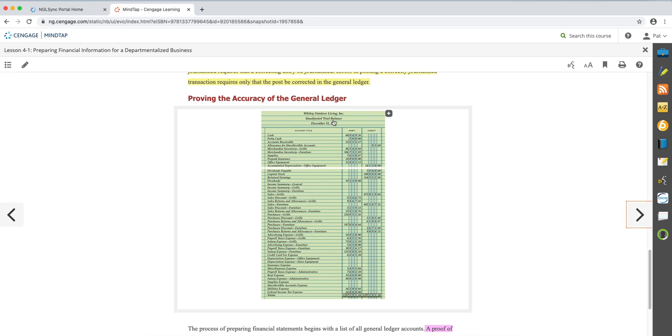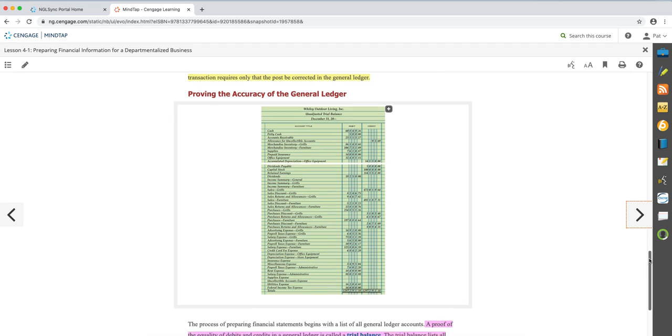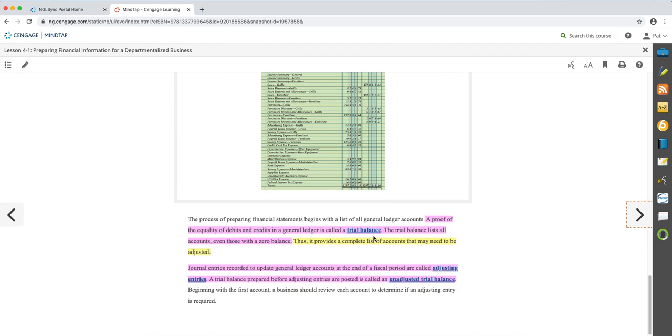And we do an unadjusted trial balance to show debits and credits equal, the accuracy of that general ledger, of all that posting that you do. So this is a lot of transactions, or a lot of accounts. But as long as debits equal credits, we're going to be okay. Okay, that's what we kind of explained. That proof of equality, debits, credits, and general ledger are coming from the trial balance.